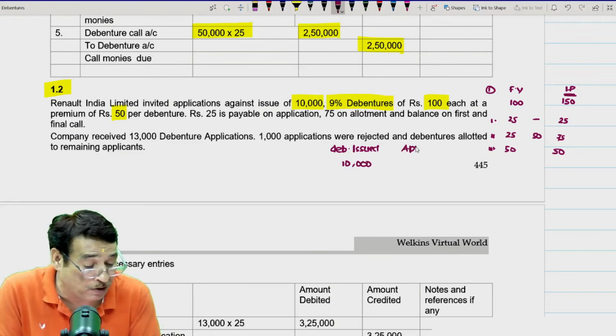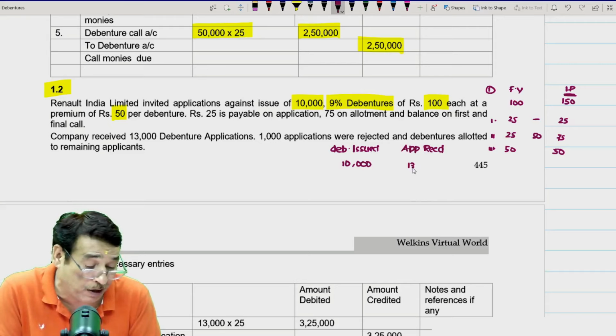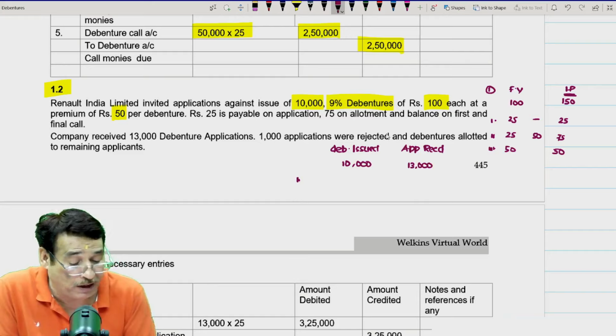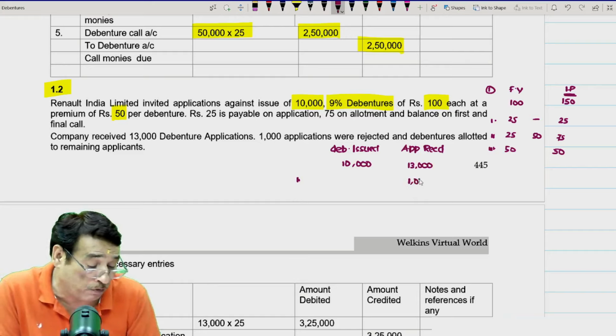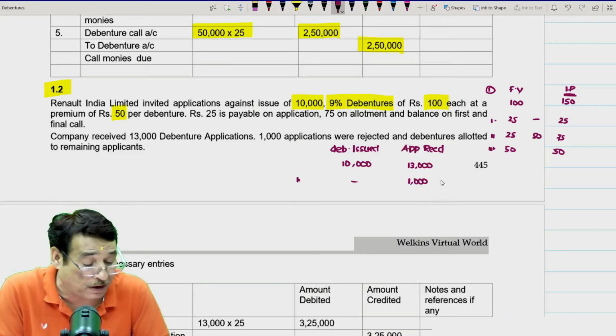How many applications have you received in this case? Applications received are 13,000. 13,000 applications you have received. Now what is your first decision? 1,000 applications were rejected. So out of 13,000, 1,000 rejected means these debenture holders were not given a single debenture.